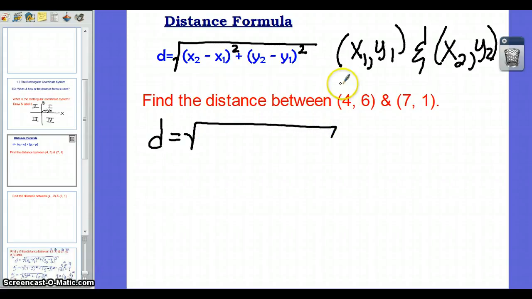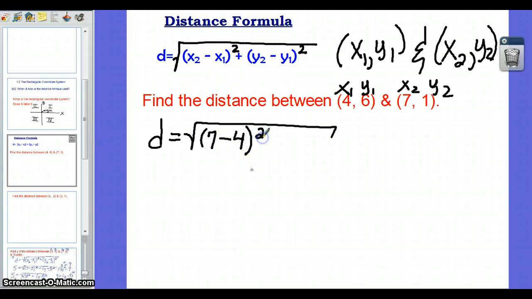To help you plug them in, I'm going to put x1, y1 above my first set of coordinates, and x2, y2 above my second set of coordinates. So the distance formula is x2, which is 7, minus x1, which is 4. That quantity is squared, plus then y2 is 1, minus y1, which is 6, and that quantity is squared. Once we substitute in the values, we can do the math.